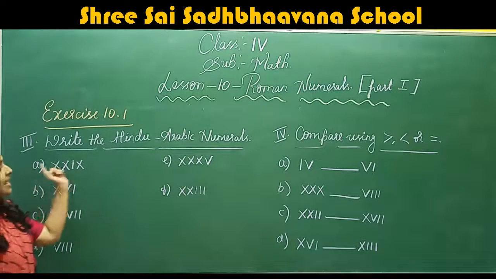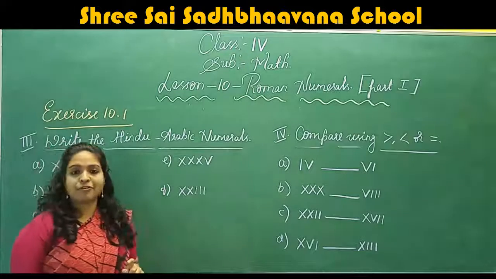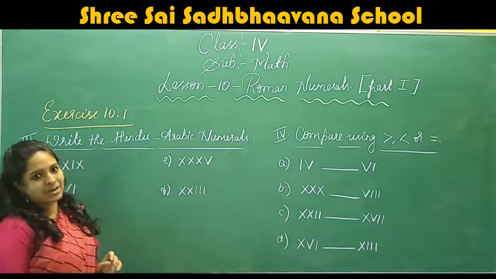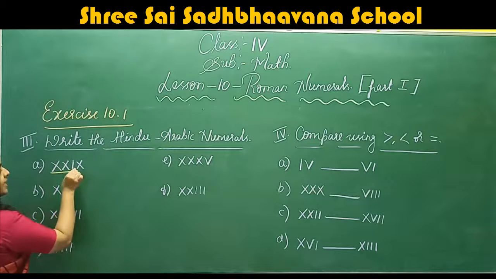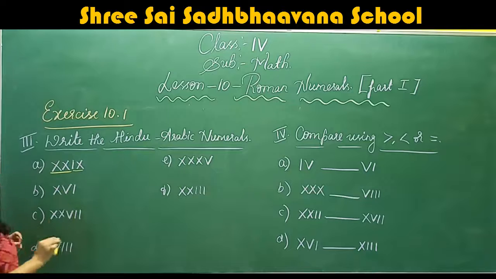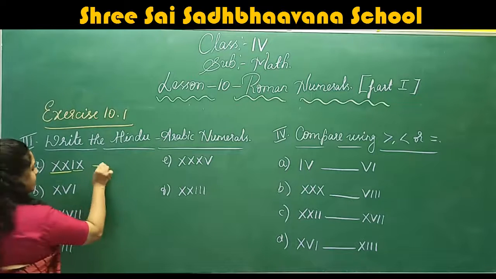So here you see, write the Hindu-Arabic numerals. So what we have to do? We have to write the Hindu-Arabic numerals. So here they have given the Roman numerals. So how to write? See here, XX, IX. XX is nothing but 20. IX in the sense 9. So what is the answer? 29.